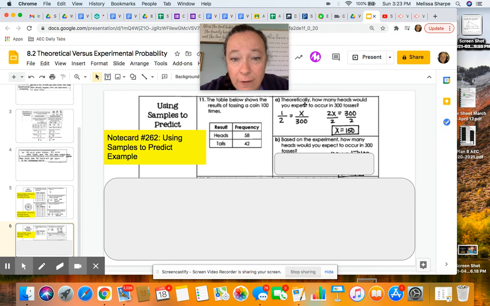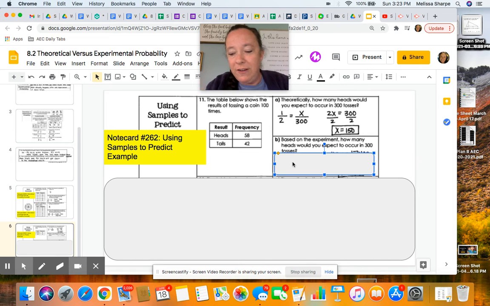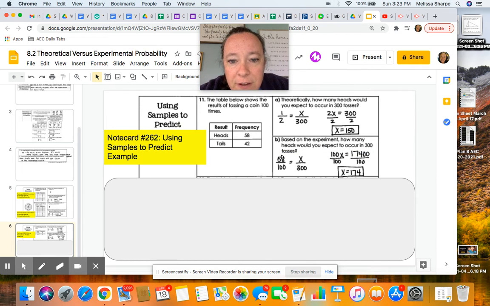So again, part A is in theory, but based on this experiment, we actually can't just go, oh, it would be 150. We would do 58 out of the 100 times is what happened to get the heads up, equals however many, we don't know, x over 300 tosses. And you cross multiply, you get 100x equals 17,400, divide both sides by 100, and you would expect that to happen 174 times based on this experimental data. So in theory, it'd be 150 times, but based on this experiment, it'd be 174 times. So pause me and finish up note card 262.